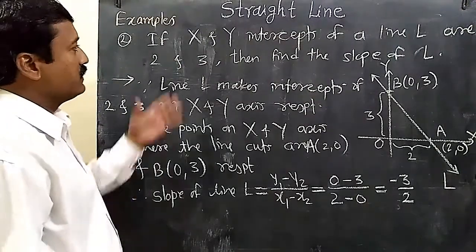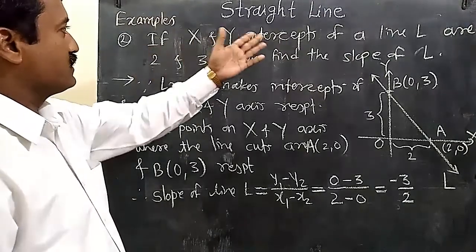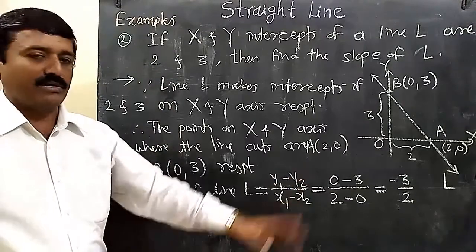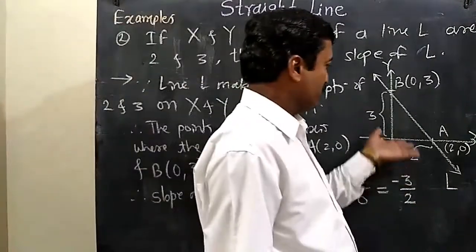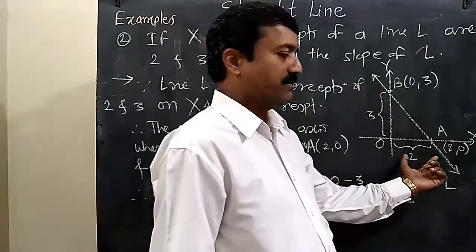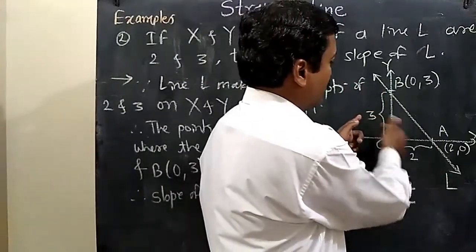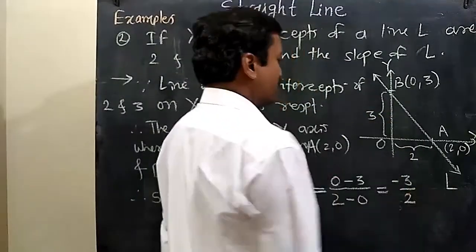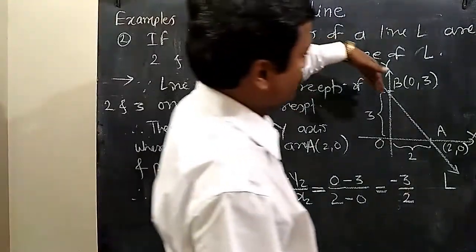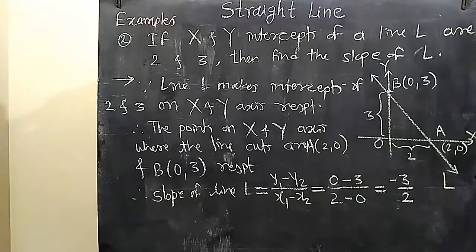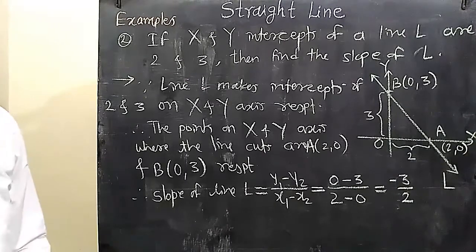So the slope of the given line which cuts intercepts of 2 and 3 on the x and y axis respectively is equal to -3 by 2. We can easily find this slope from this figure also, because here y intercept is 3, x intercept is 2, taking the ratio of these two with negative sign. So it is -3 by 2. Why? Because the line has negative slope. Now let us see the next example.